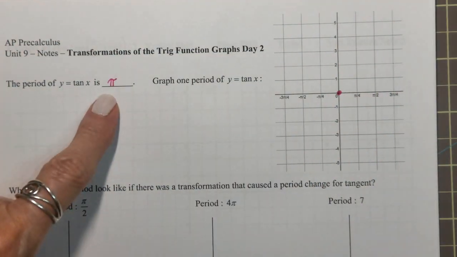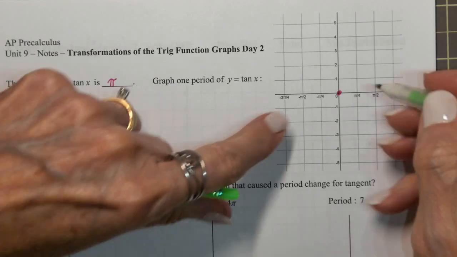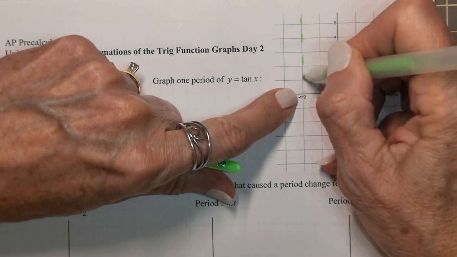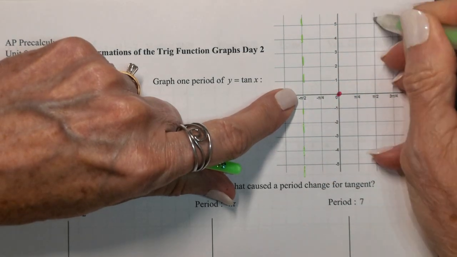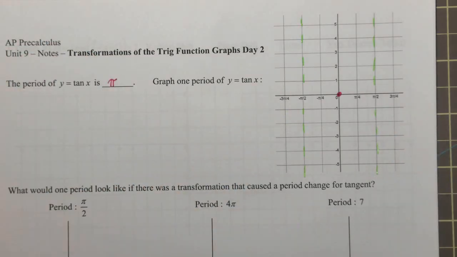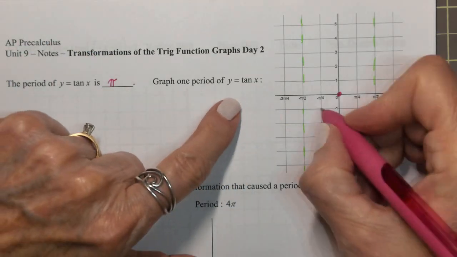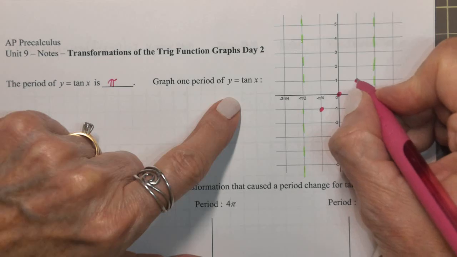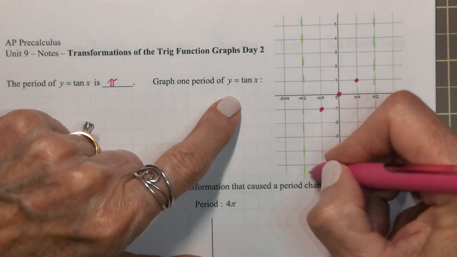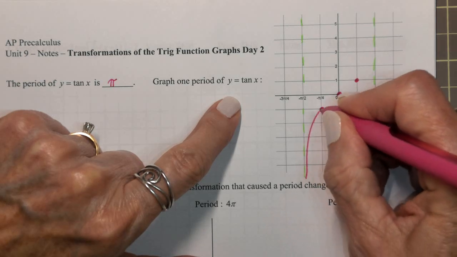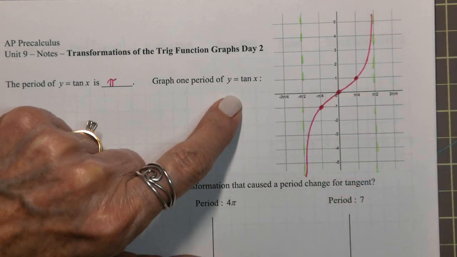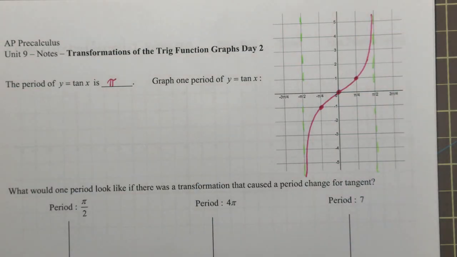Since the period is pi, the asymptotes are going to be at all of the pi over 2's. So the one arm or leg of tangent here, remember tangent is always increasing, so it's one up and one down on each side there. So it goes like that. This is one leg of tangent, okay?